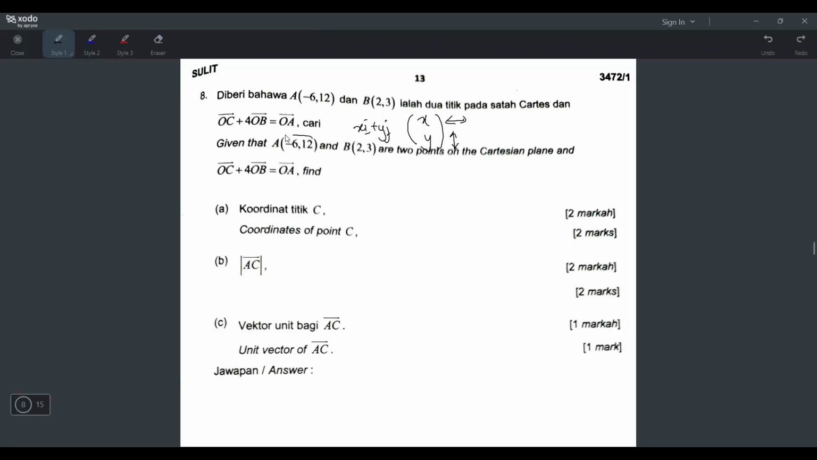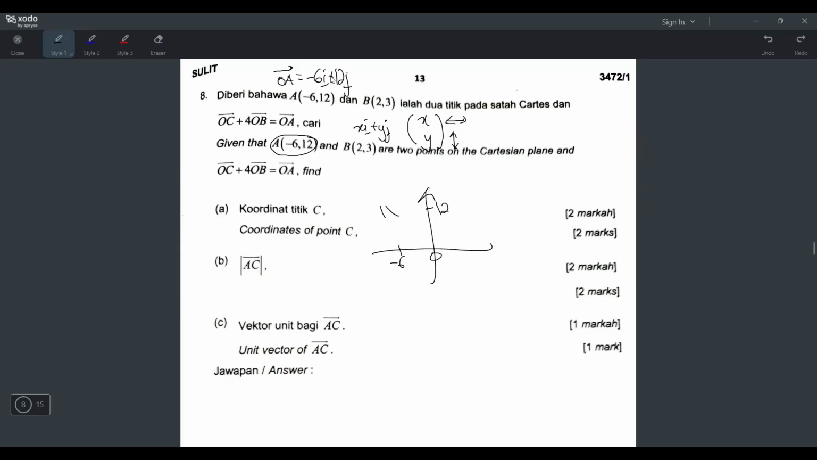Okay, if they give you point A is (-6, 12), it means your vector OA is -6i plus 12j. Yes, because if your coordinate A is (-6, 12), it means your A is like here, right? So if this is 12, that means your A is here. So from O to A, it will be 1, 2, 3, 4, 5, 6, and then 1, 2, 3, 4, 5, 6, 7, 8, 12. So it's like negative 6i plus 12j, like this, right?